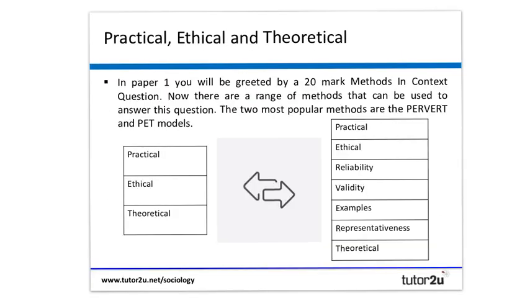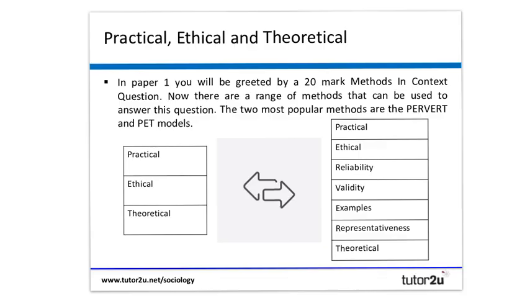Now, with the use of the methods in context questions, you have got 2 ways in which you could try to deal with the questions overall. Now, one of the ways I will teach today, the other way you can do, but it is a lot of steps to writing your paragraphs overall as well. Now, the first way is the PET model here. So this is where you look at the practical issues that arise in the research, the ethical issues that arise in the research, and then the theoretical issues that arise from the research.